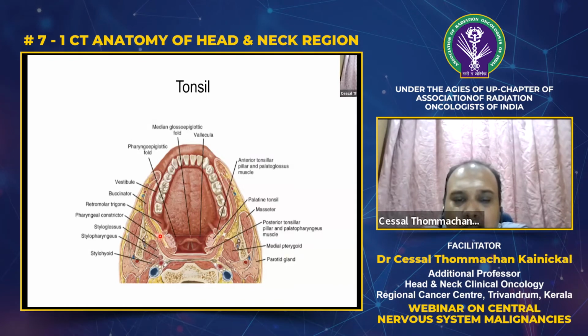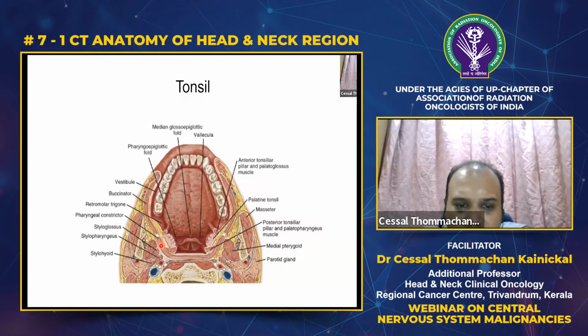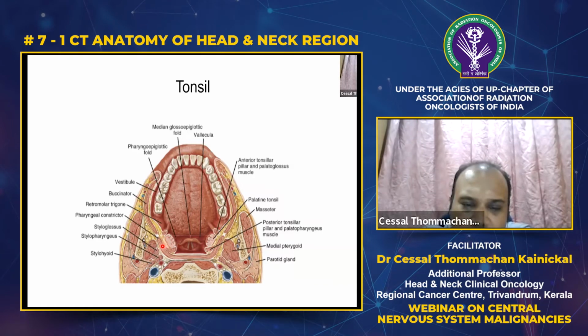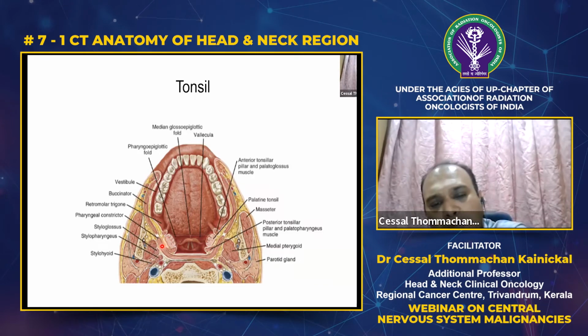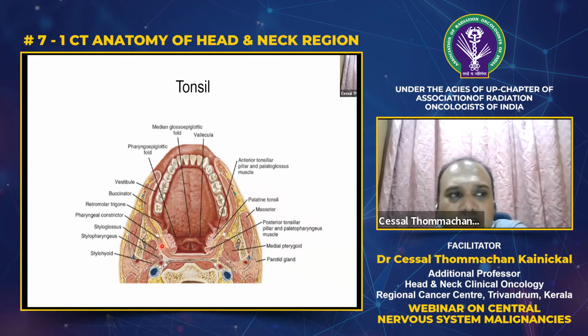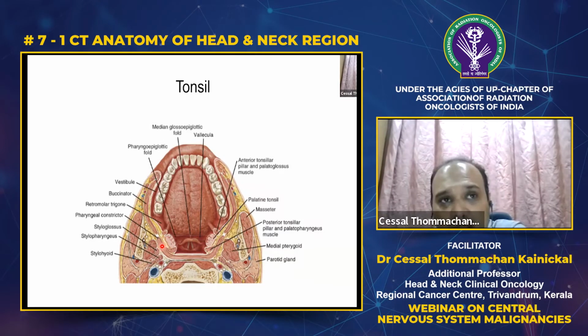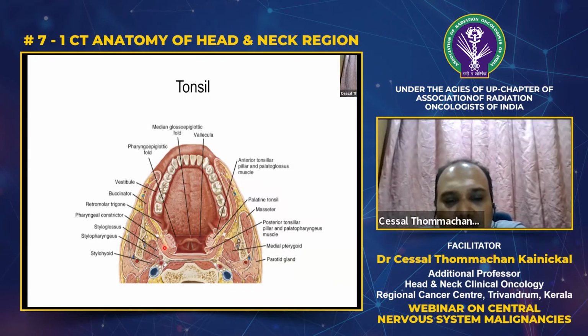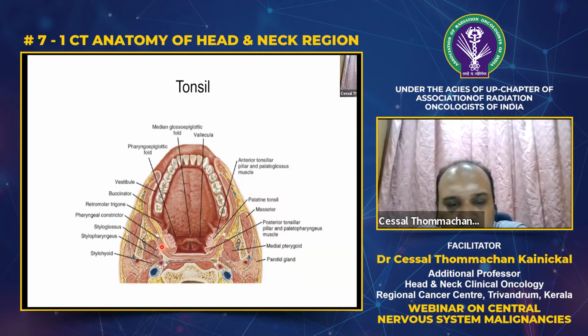Pterygomandibular raphe is also a crossroad. From there, this is the buccinator muscle. The pterygomandibular raphe interdigitates with the superior constrictor and the buccinator muscle. So if you have a tumor in the tonsil, it can spread into the superior constrictor. And from the superior constrictor, it can go all the way to the base of skull because the superior constrictor is inserted into the pharyngeal tubercle of the occipital bone. So this is one of the reasons why the tonsillar fossa tumor goes into the base of skull.